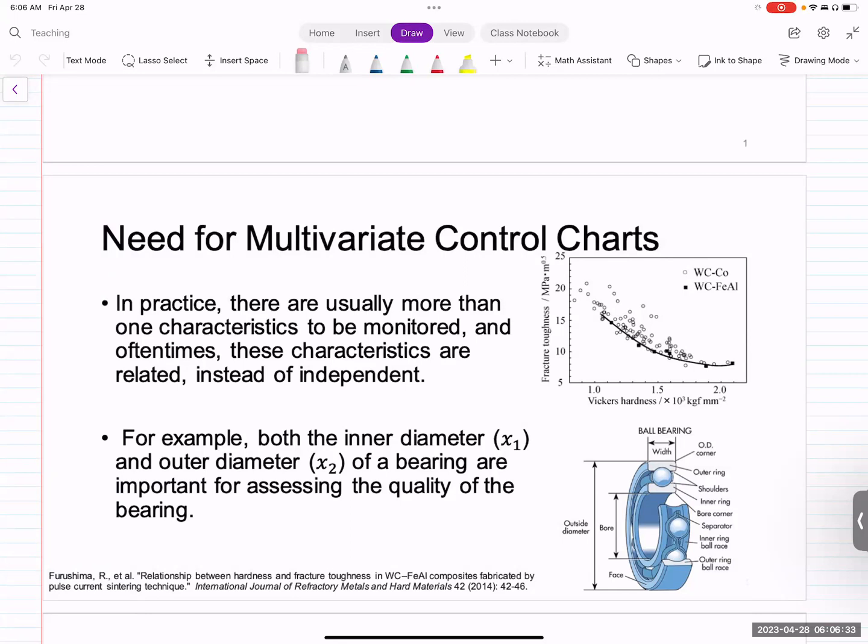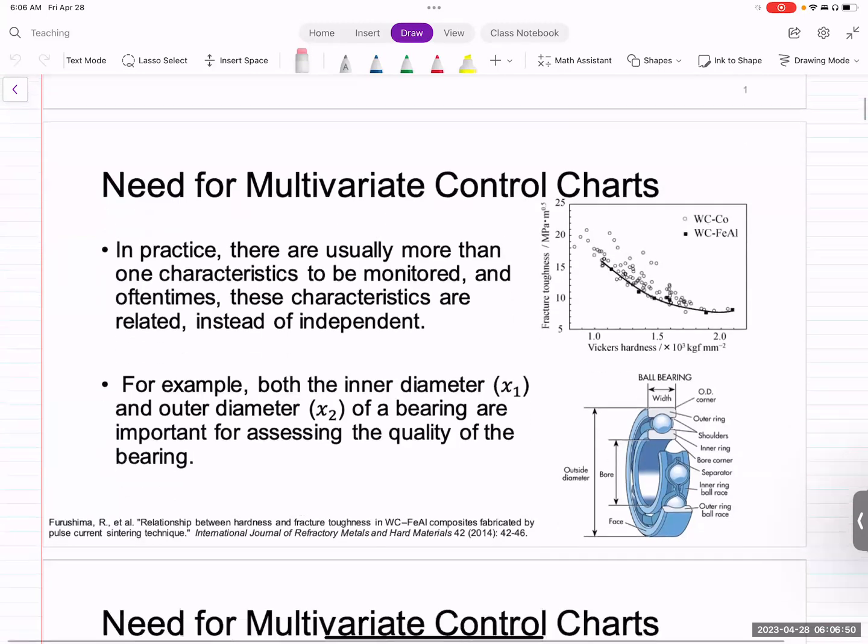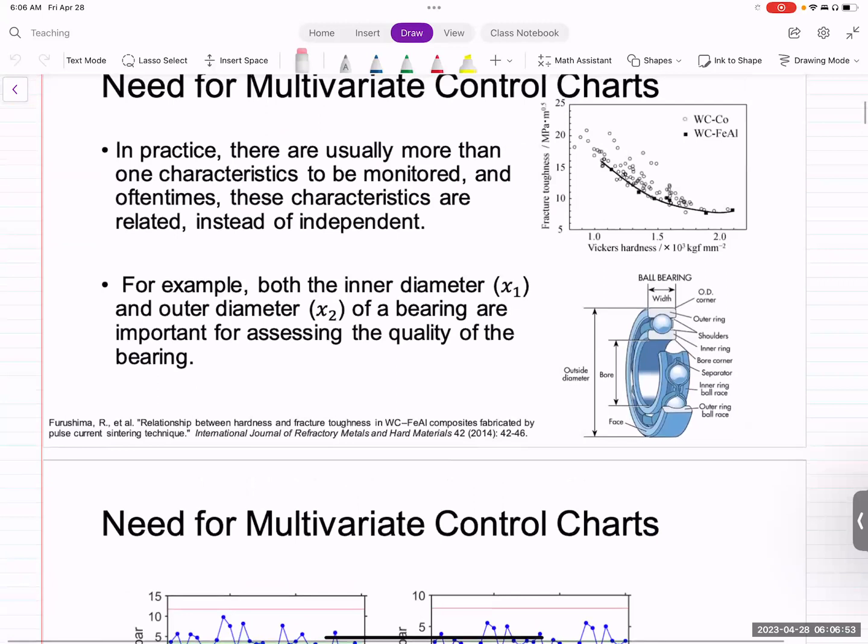Now, technically, you can do a single control chart for every single quality characteristic, but it is not a good idea. And I want to show you first why it's not a good idea. So first, let's actually look at the plot on the top right side. In the figure that you see, there is some type of a relationship between hardness and toughness.